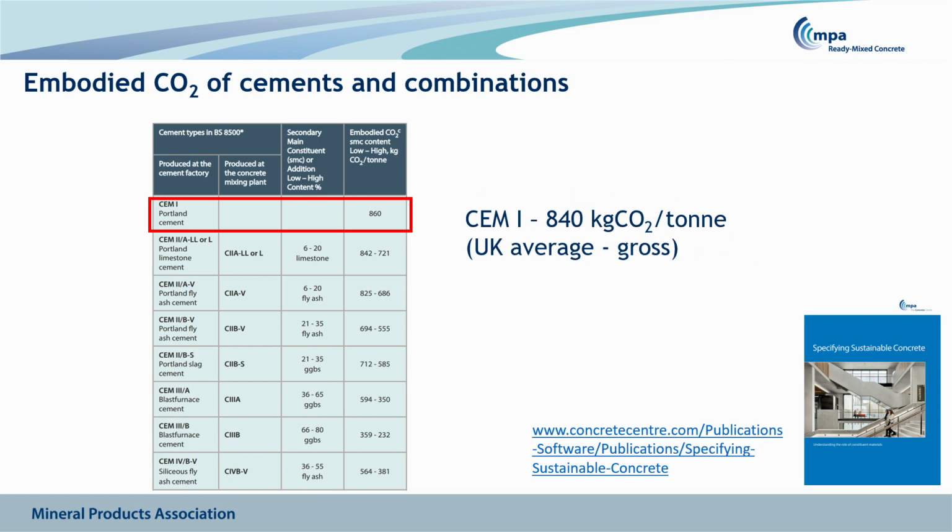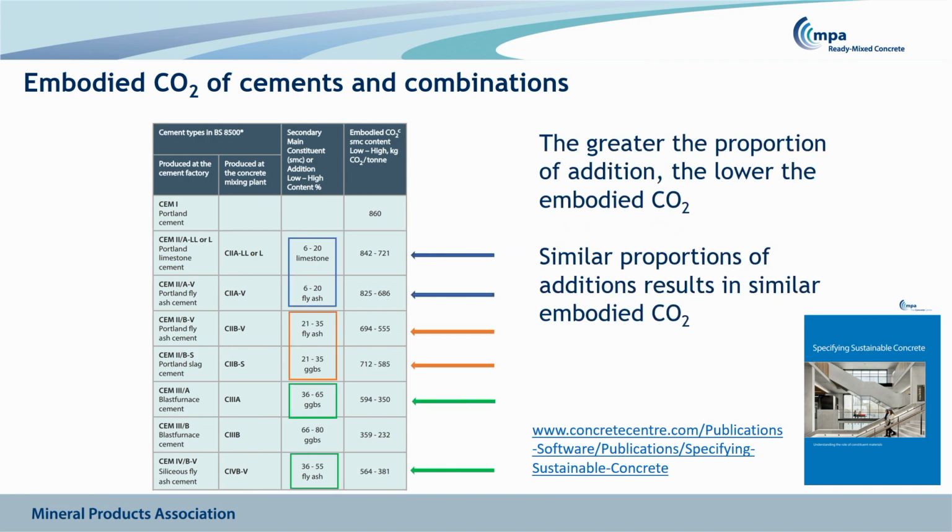So looking at this table, taken from the MPA's specifying sustainable concrete. The table's a little bit out of date because you can see in this table the embodied carbon of Portland cement, SEM1, is 860, whereas the latest figure that we have from the industry EPD is now 840. But this demonstrates the point I'm going to make regarding lower carbon cements. In general terms, the greater the proportion of additions that we use, the lower the embodied CO2. But the other thing that we can see from this is that similar proportions of additions results in similar embodied CO2.